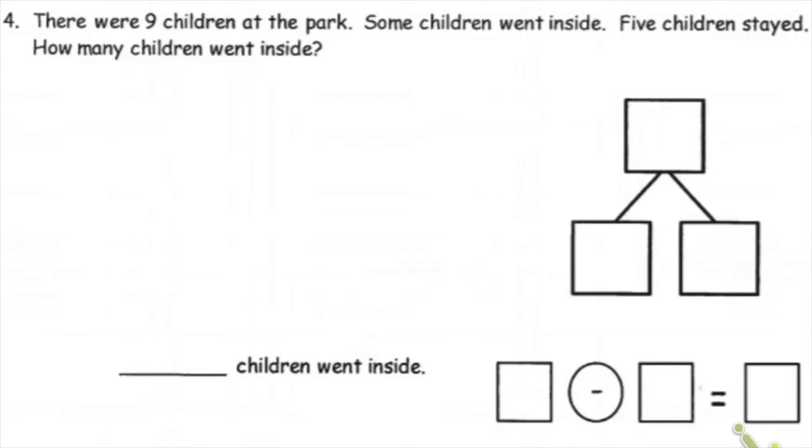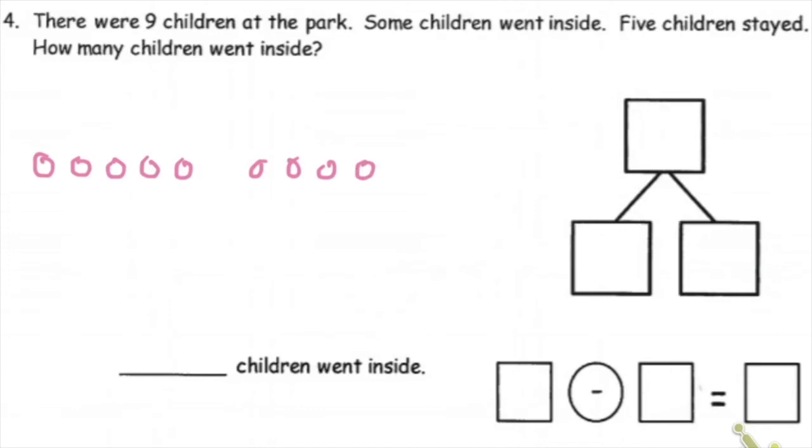All right, let's go ahead and read it again and see what we can draw. There were 9 children at the park. Let's stop. Is there something we can draw? Yes, we have 9 children at the park. We're going to draw 9. 1, 2, 3, 4, 5, 6, 7, 8, 9.